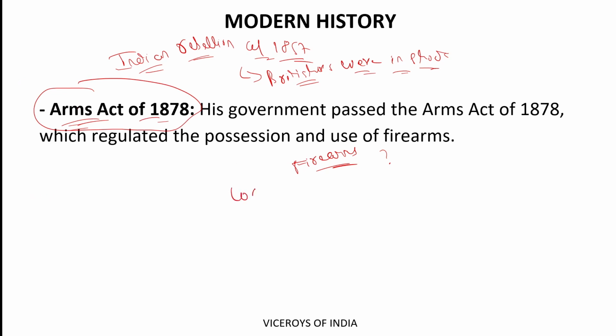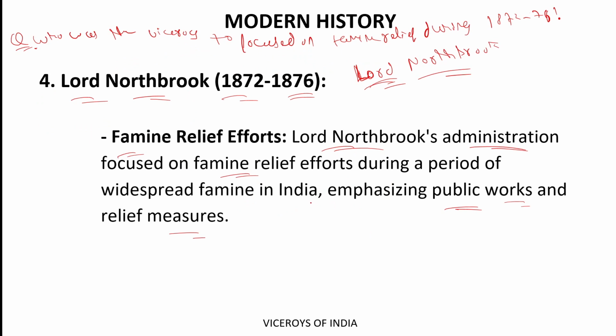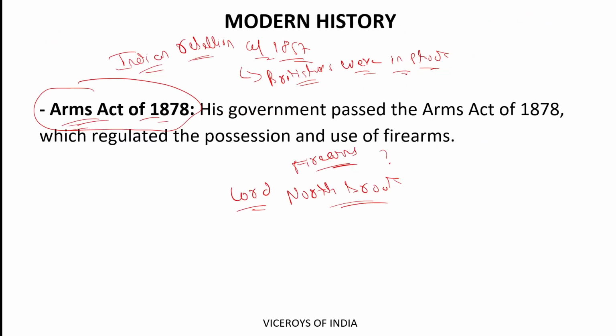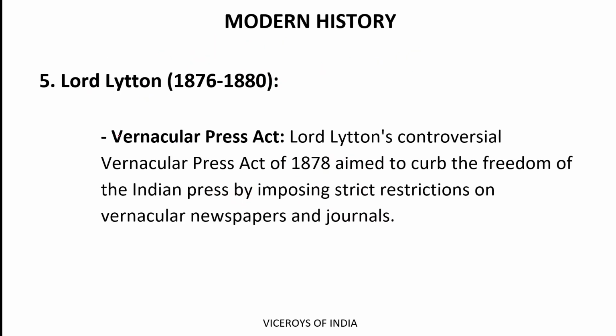And who was the Governor General? Lord Northbrook. So we have completed two questions here. First question: who was the viceroy to focus on famine relief during 1872 to 76? The answer is Lord Northbrook. Second: who was the Governor General who enacted the Arms Act of 1878? Again, the answer is Lord Northbrook, because this act was passed during his period but completely implemented in 1878. Got it? Now let's move forward.